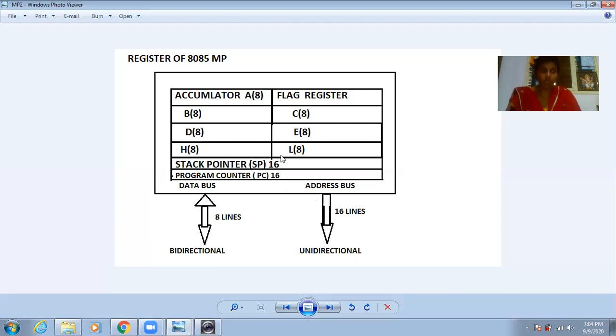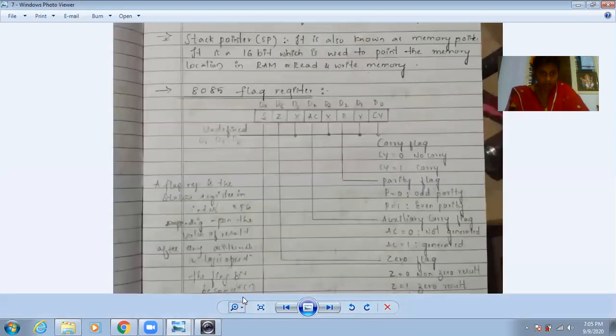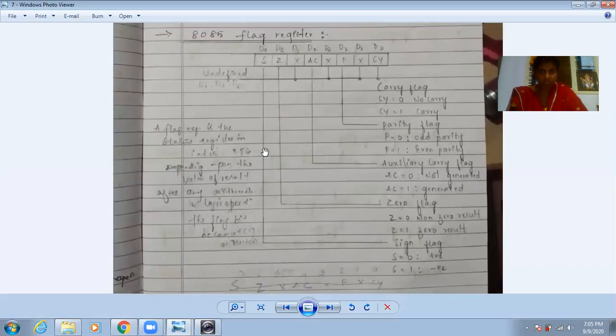So now we'll go to the depth. So what is meant by 8085 flag register? Okay, so flag register we have. So about that we are going to discuss in the depth. So that will be one more concept here. So this is 8085 flag register.